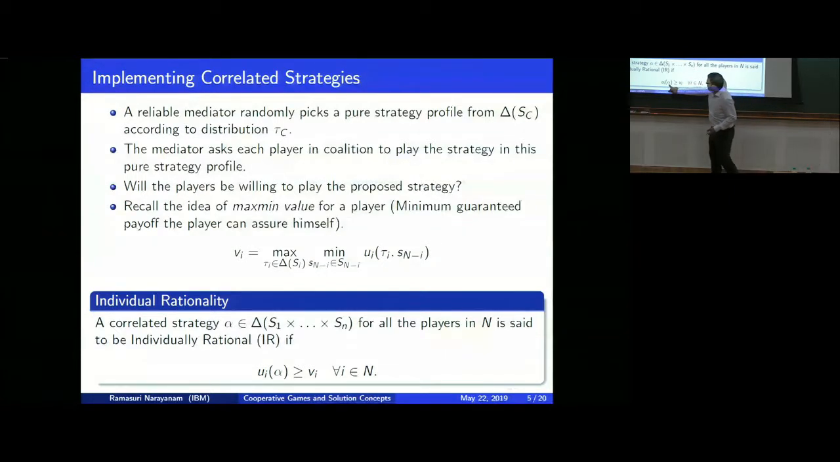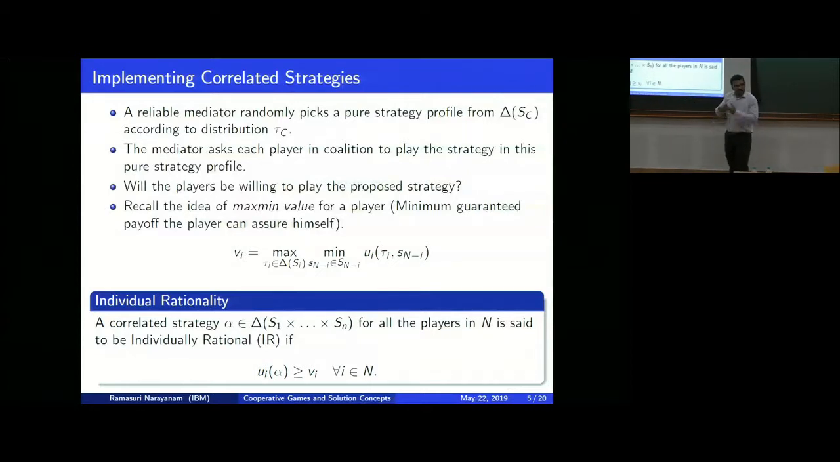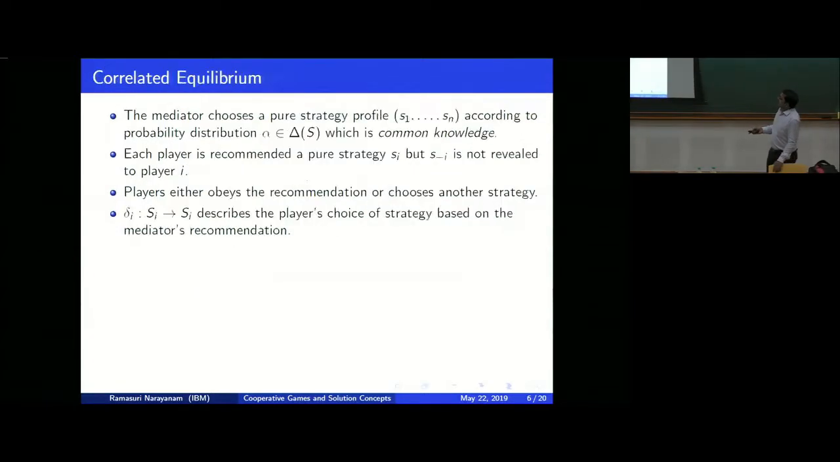this is nothing but the strategy prescribed by the mediator. This is the correlated strategy. The mediator takes the correlated strategy, randomly picks some pure strategy as per that correlated strategy distribution, and prescribes it to the players. And if this condition is satisfied, all the players naturally or voluntarily go ahead and execute the same strategy prescribed by the mediator. Fine? Very natural condition.